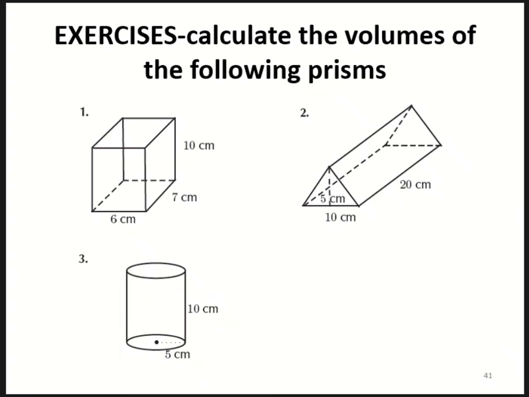6 times 7, right? So basically 6 times 7, how much do we get? You will get 42. It is simply the area of the base. That 42 is just the area of the base.